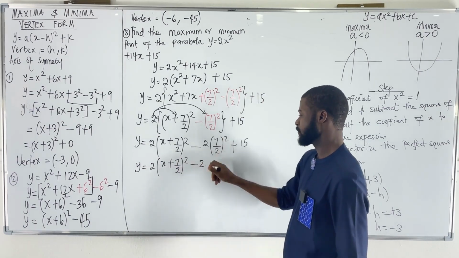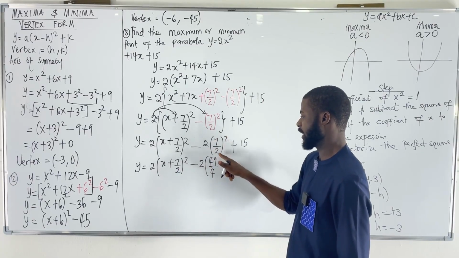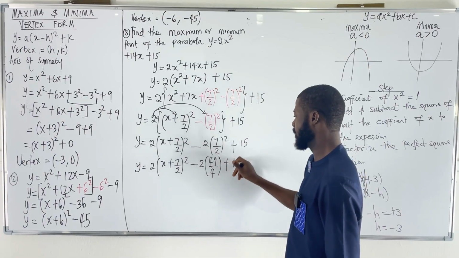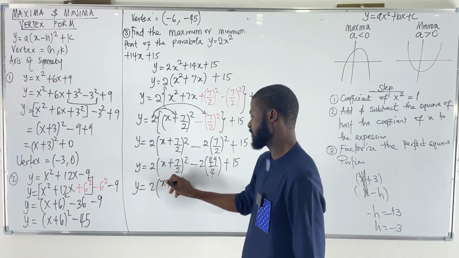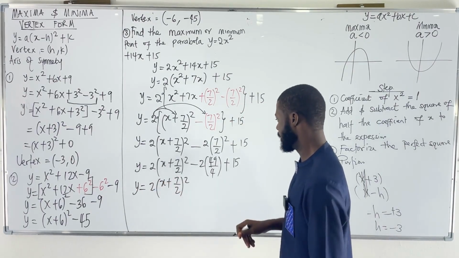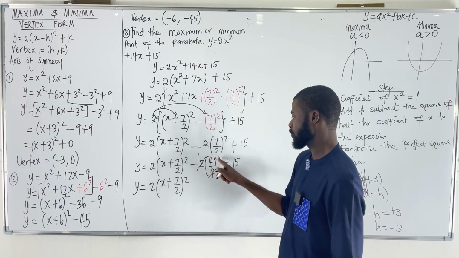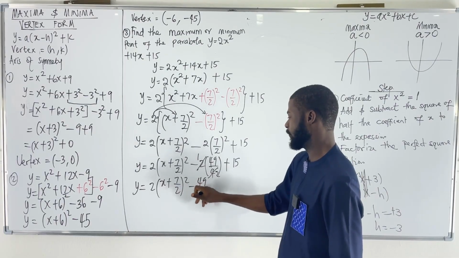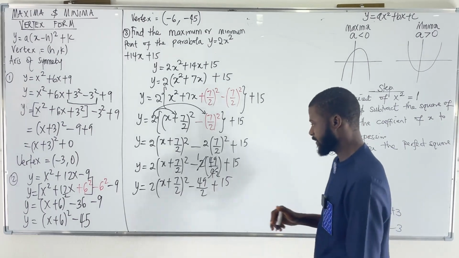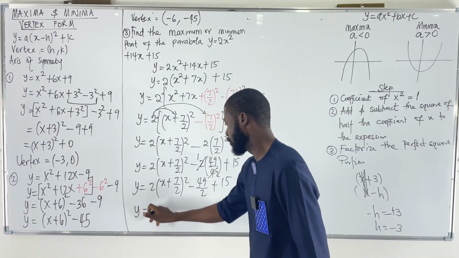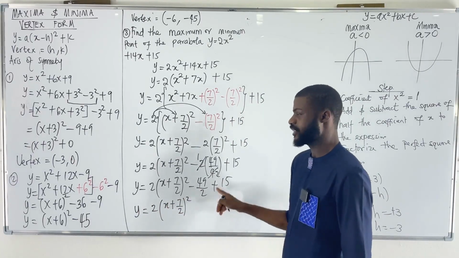Now let's open this up. This will be 49 over 4, because 7 squared is 49 and 2 squared is 4. And then plus 15. Now this is y equal to 2 into x plus 7 over 2 squared. 2 into this 4 will give me 2, so what's left here will become minus 49 over 2, and then plus 15. All right. So this is y equal to 2 into x plus 7 over 2 squared. Now how would this be?